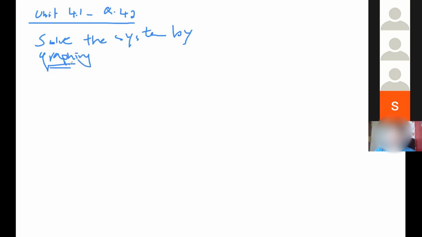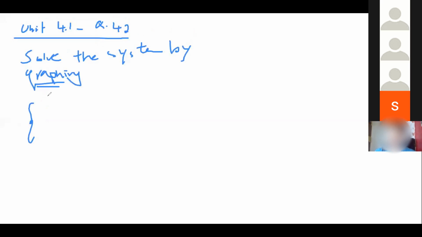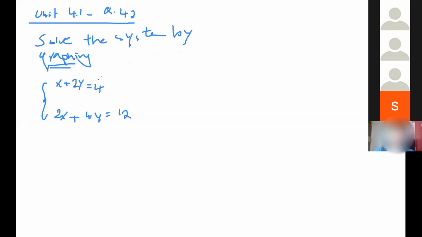Okay, it's important to solve by graphing, not substitution as we did earlier, not elimination, but by graphing. So we have two equations, x plus 2y equals 4, and the second one. All right, so by graphing. When you solve by graphing, that means we need a graph for these two lines.